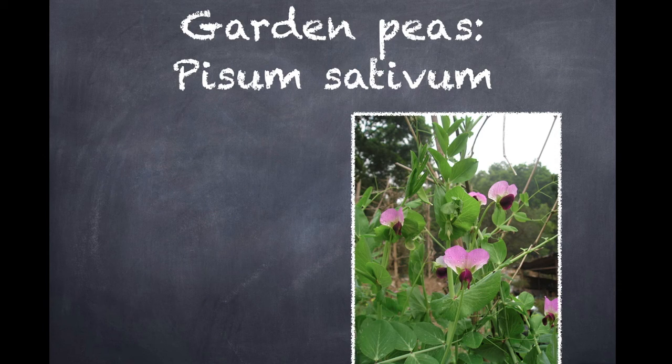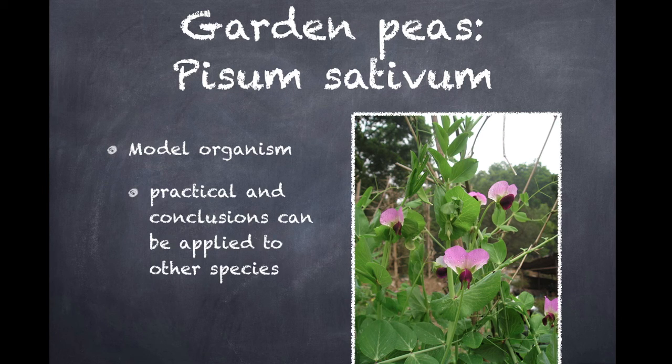So a little bit about his work. He worked basically with your common garden pea, Pisum sativum. This is a picture of the pea plants that he worked with. The reason he worked with the peas is they were considered a model organism. This means that it was a practical plant to work with, and conclusions that are drawn from the information gathered from the study of the plant can be applied to other species. Plus, it was super easy to control mating of the male and female pea plants.